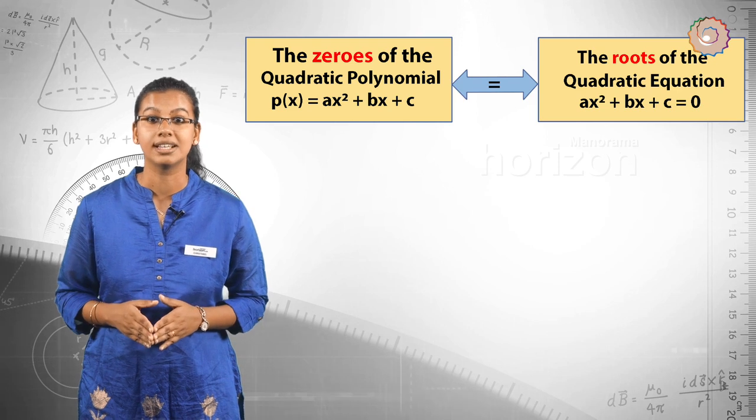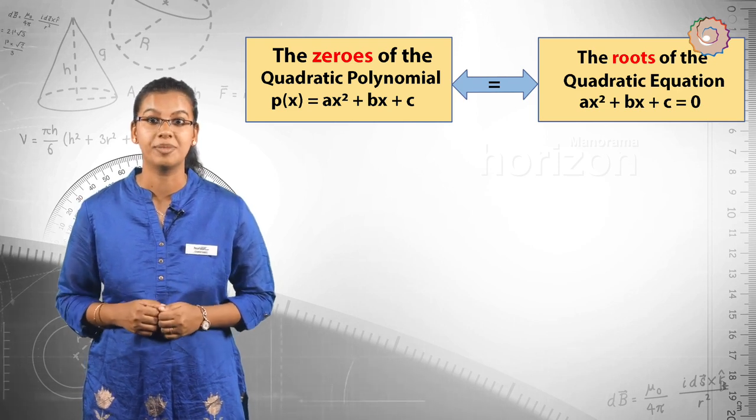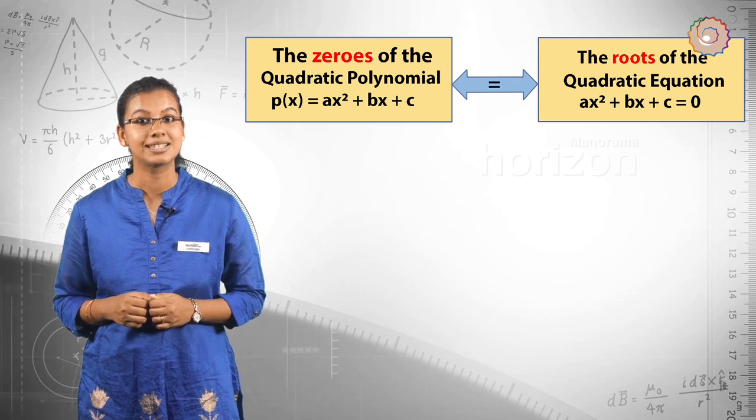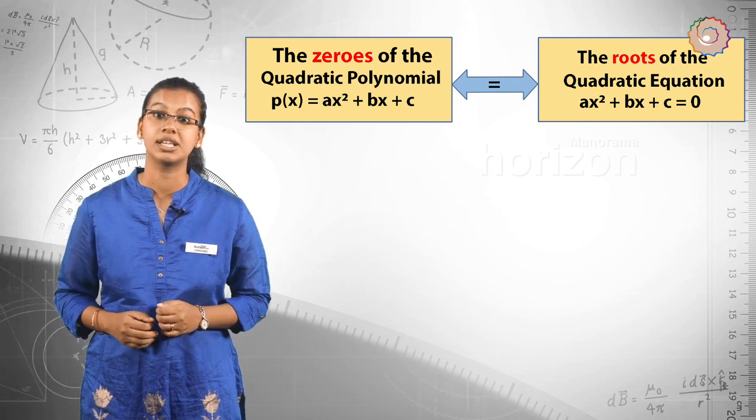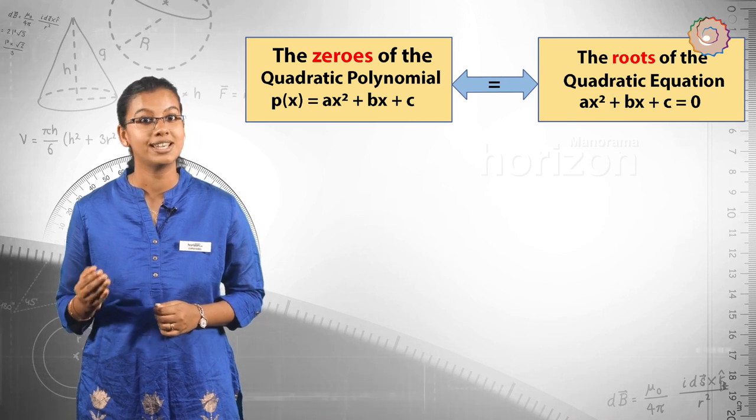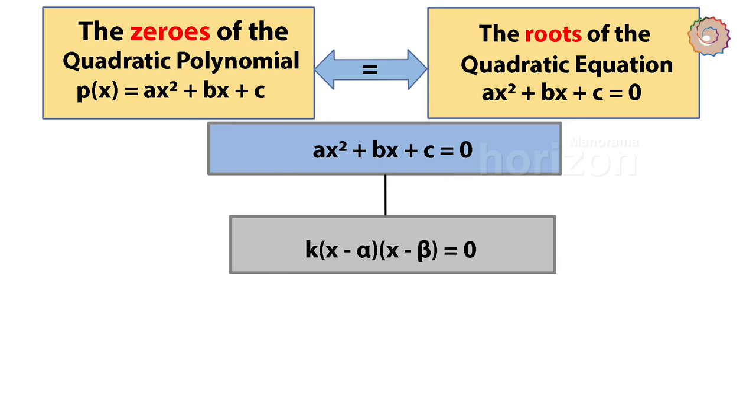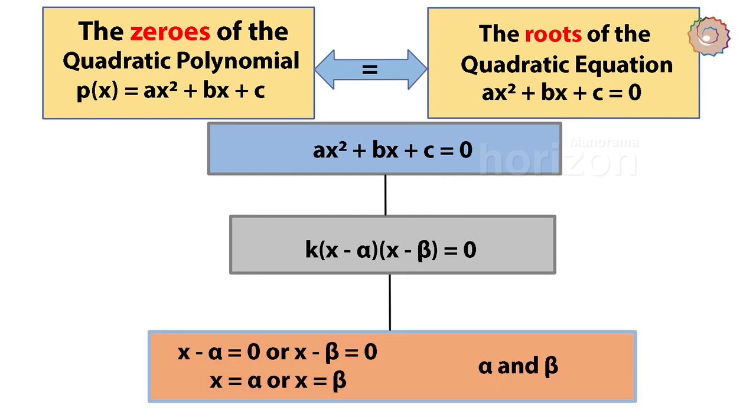So we can conclude that the zeros of the quadratic polynomial p(x) = ax² + bx + c will be the same as the roots of the quadratic equation ax² + bx + c = 0. And we can get these solutions by splitting the middle term of ax² + bx + c = 0 to get k into (x - alpha) into (x - beta) = 0 for some constant k. Then equating each of these factors to 0, we get the roots of the quadratic equation, which are alpha and beta.